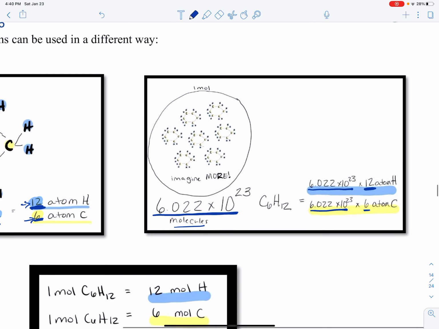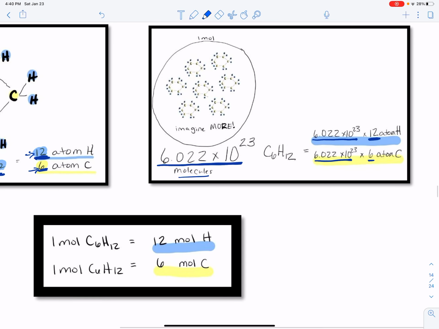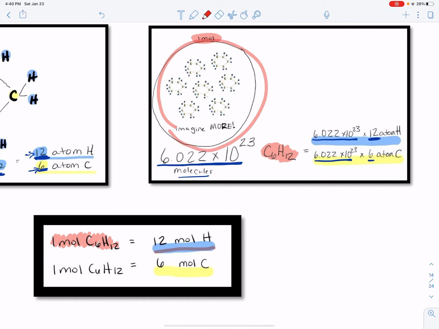So here's the big step. We can say that 1 mole of this contains 12 moles of H, because this is 1 mole. And then remember that there were 12 atoms, and this is a mole. So for every mole, there were 12 atoms. So what we're trying to say is that in 1 mole, we can just immediately say that there are 12 moles of H, and that there are 6 moles of C.